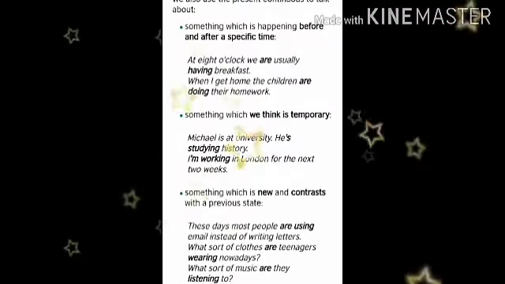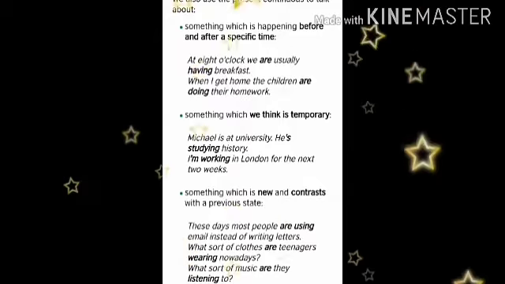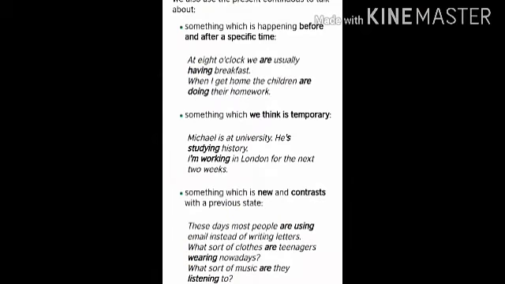Now, the next set of examples says, at 8 o'clock we are usually having breakfast. When I get home, the children are doing their homework. So this tense is used to talk about routine habits which do take place before and after a specific time. In the first example, after 8 o'clock, and in the second example, when mother comes back home, she finds that children are always doing their work.